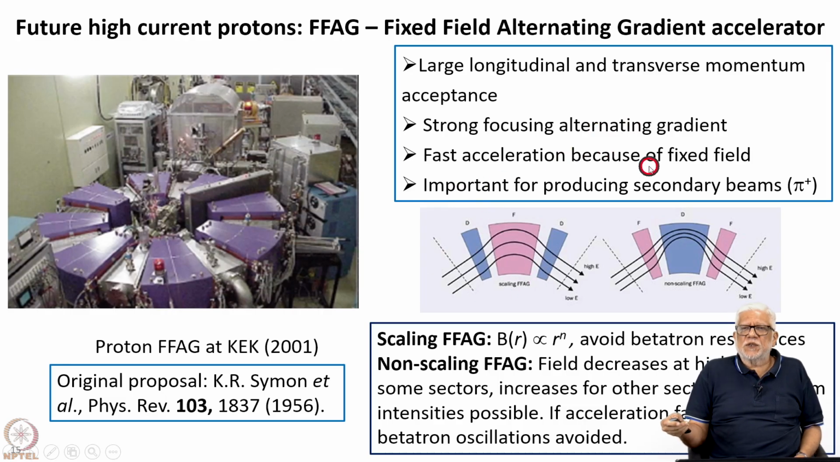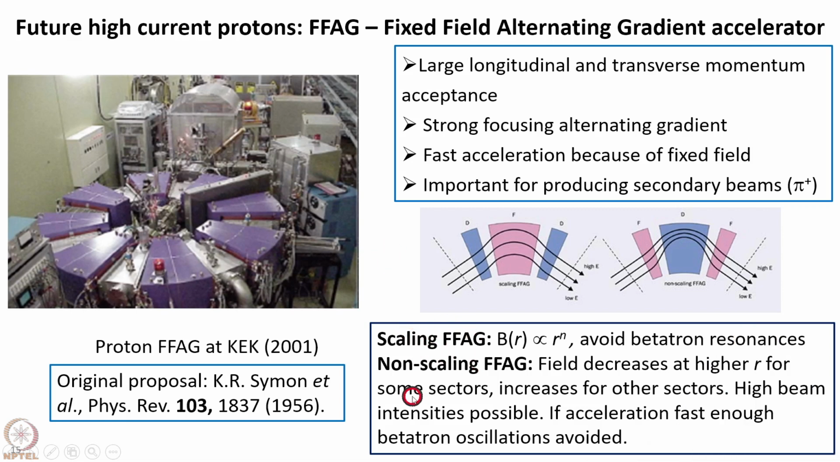So one focuses, the other defocuses, but overall you get a focusing effect. You have fast acceleration because it is fixed field. It is not like a synchrotron where the field is being ramped up, and it is important in producing secondary beams such as the pion. So originally this thing would be used for protons, but as a proof of principle, of course, it can be used for other beams as well once the proof of principle is shown. And to my mind, I think this has in principle been shown.